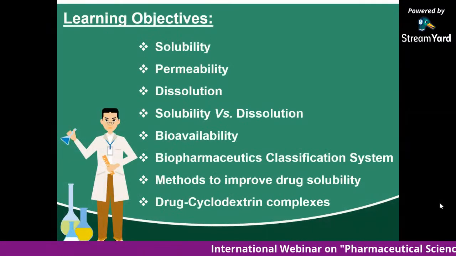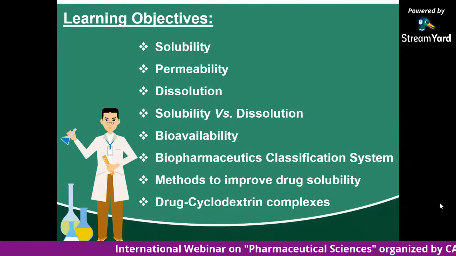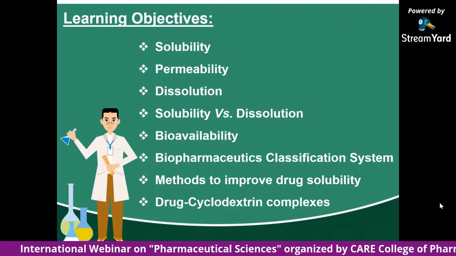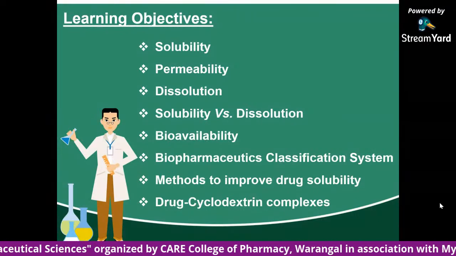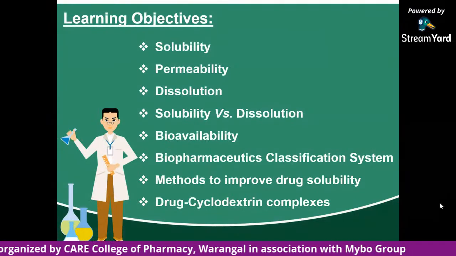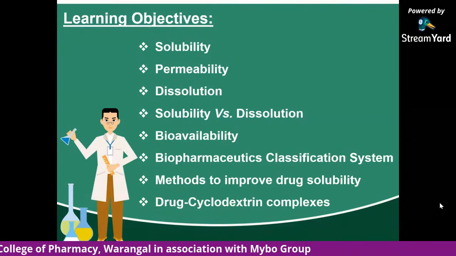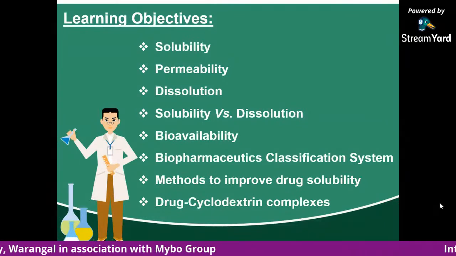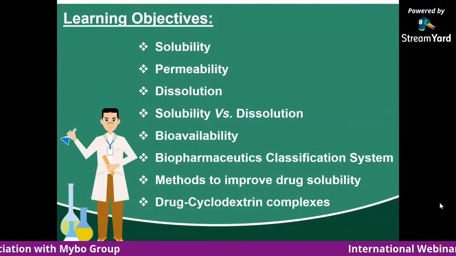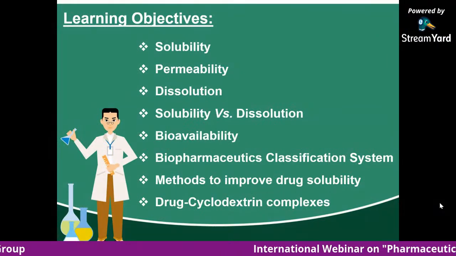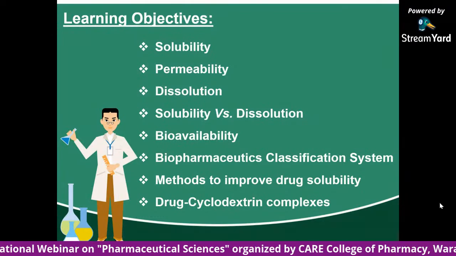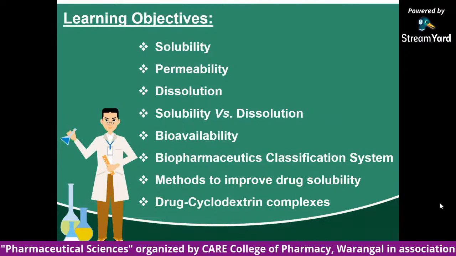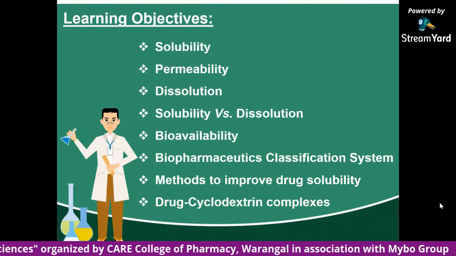The objectives of this lecture for the day are to learn about various techniques to form drug cyclodextrin complexes and their importance. I would like to discuss various aspects today: solubility, permeability, dissolution, the difference between solubility and dissolution, bioavailability, the biopharmaceutics classification system, methods to improve drug solubility, and finally, the drug cyclodextrin complexes.